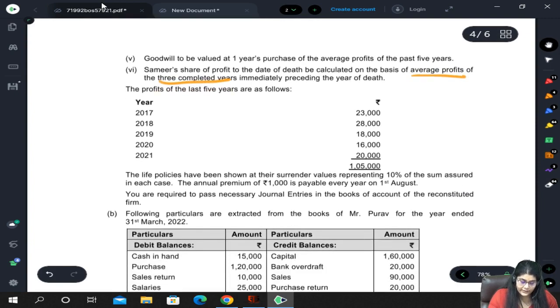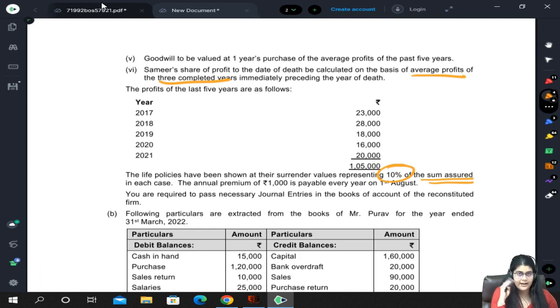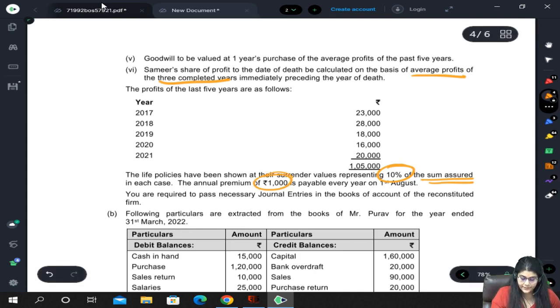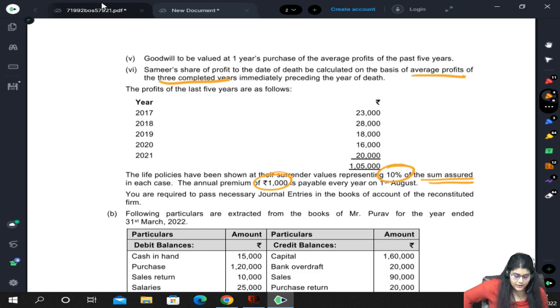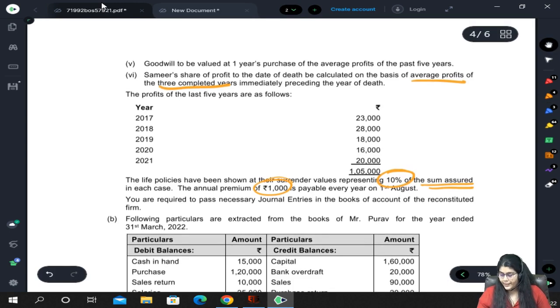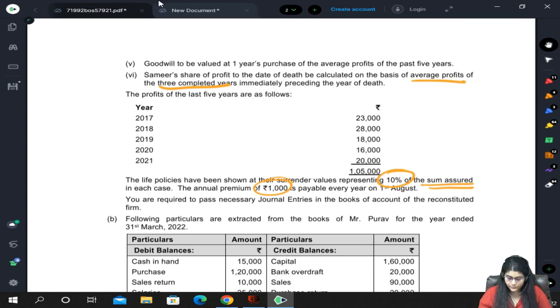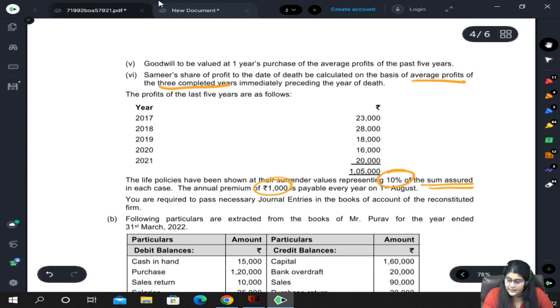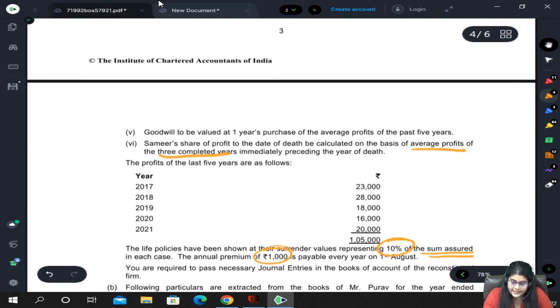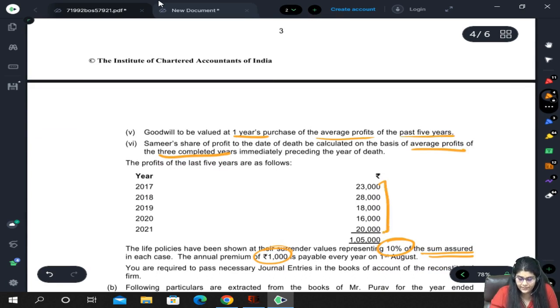Profits for last 5 years are given. Life policies have been shown at surrender value, which is 10% of sum assured, which means the sum assured will be divided by 10% of the values shown in the balance sheet. Annual premium of 1000 is payable every year on 1st August. You are required to pass necessary journal entries in the books of accounts of the reconstituted firm. Okay, so basically we have to pass the journal entries. Starting, first of all, let's calculate the goodwill quickly. 1 year's purchase of average of past 5 years. Simply average these out.